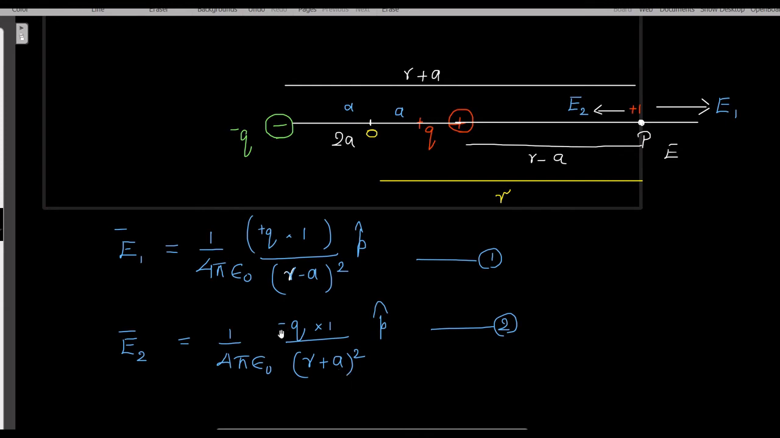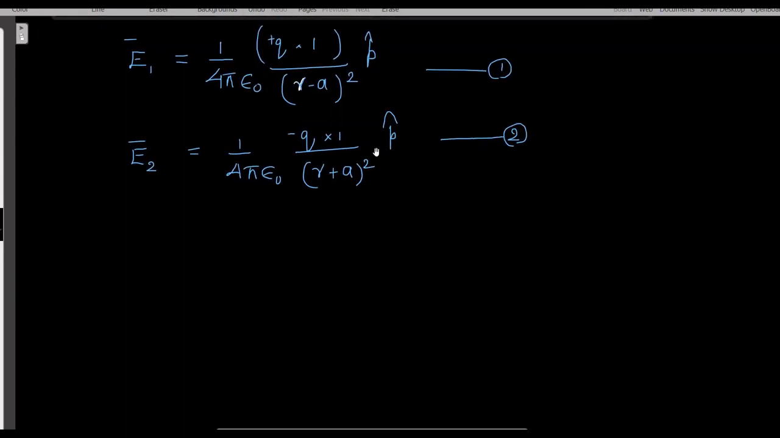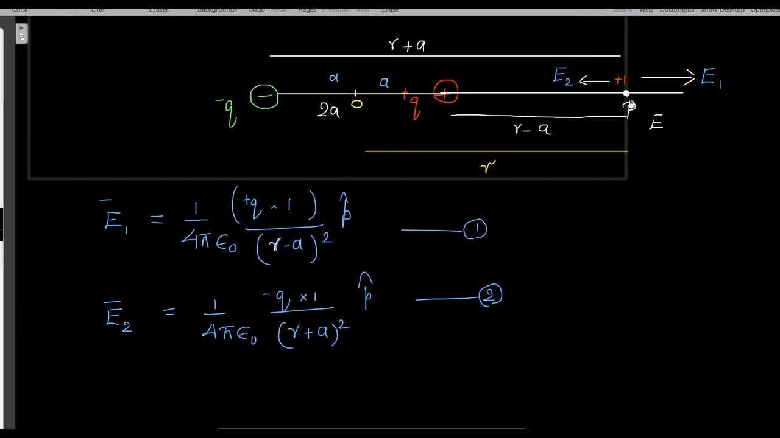This negative sign indicates the attractive force, and the positive sign indicates the repulsive force. So the numerator is Q by 4 pi epsilon naught by (R minus a) whole square. Here it is Q by 4 pi epsilon naught by (R plus a) whole square. And you can see the denominator in equation 2 is larger than that in 1. So definitely it is clear that E1 is larger, E2 is smaller.